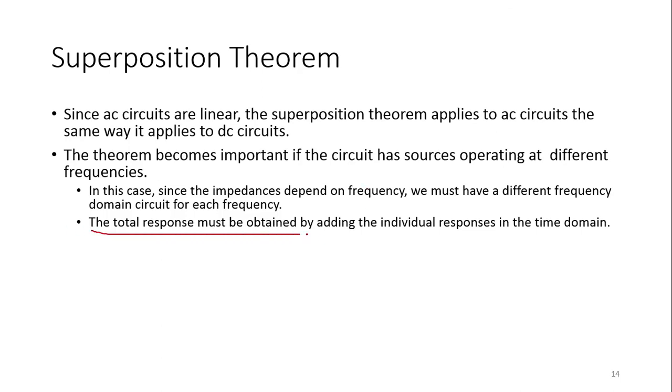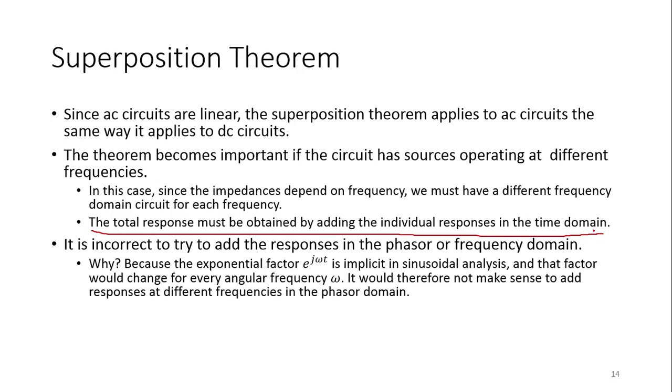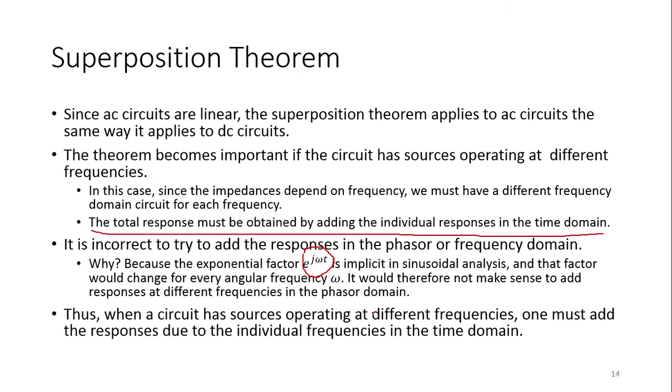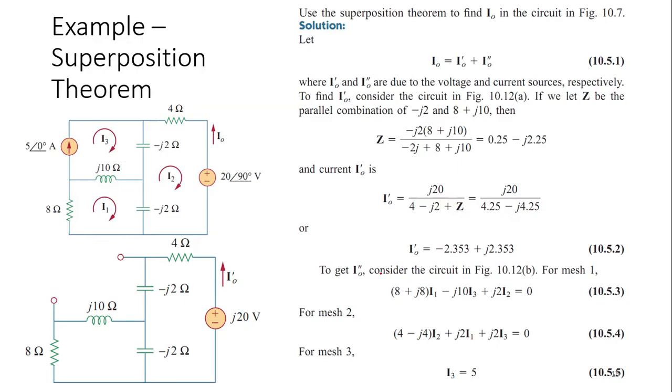The total response would be obtained by adding the individual responses in the time domain. We cannot add them in the frequency domain. We have discussed this in detail in our previous lectures. It is incorrect to add the responses in the phasor domain, because of the factor j omega t: for one quantity it is omega 1, for the other source it is omega 2, so we cannot directly add them and therefore need to convert to the time domain. For the sake of convenience, we consider all the sources operating at a similar frequency, and if they are at different frequencies, we add the responses in the time domain.